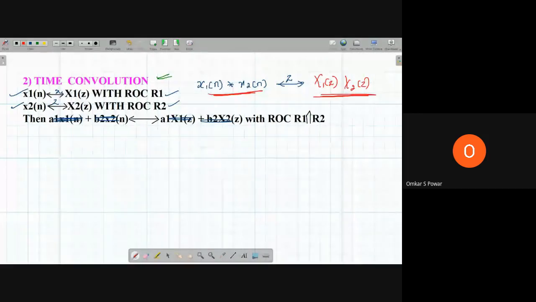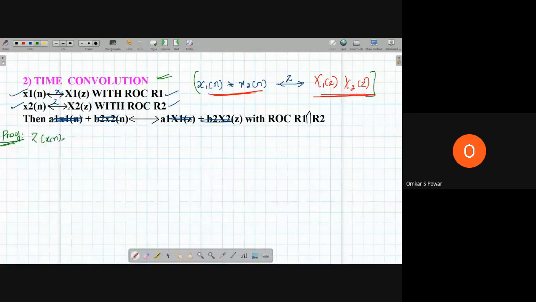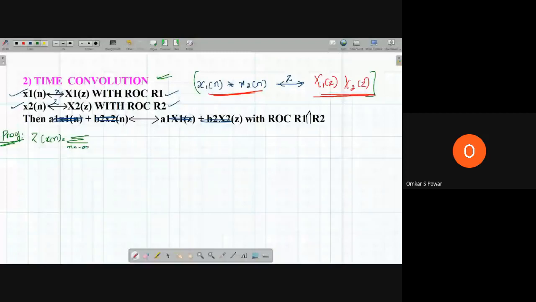So we have to prove this one. How can we do that? Again, start with the formula. We will write the proof here. What we have is the Z transform of x of n equal to summation n varies from minus infinity to infinity of x of n z to the power of minus n. Now what is your x of n? It is x1 of n convolution x2 of n.